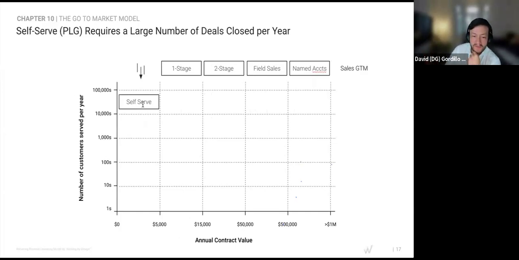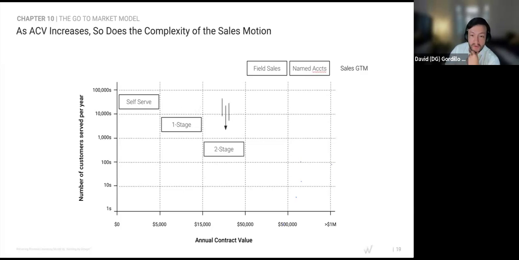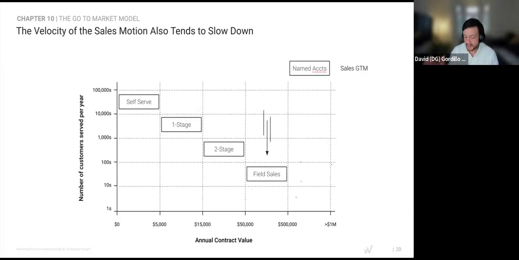Obviously, self-serve, if you want to get to 100 million in revenue or above, you will need to serve hundreds of thousands of customers. And as we move towards the right, we're going to have two main changes. The first one is that the cost is going to increase because starting in one stage, we are involving human beings into the mix, and human beings tend to be very expensive in any go-to-market organization. But also the deals tend to be more complex, meaning that more people from the buy side tend to be involved as well in the decision-making process. And also the sales motion starts to slow down because more people are involved.